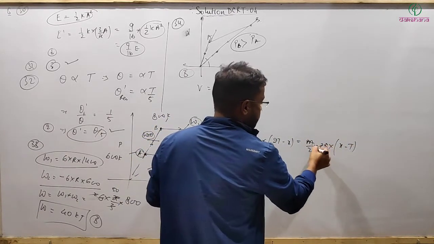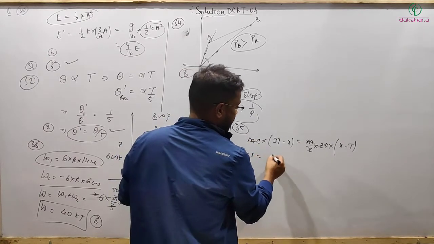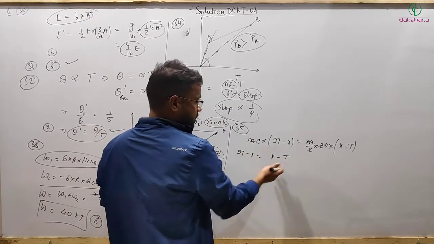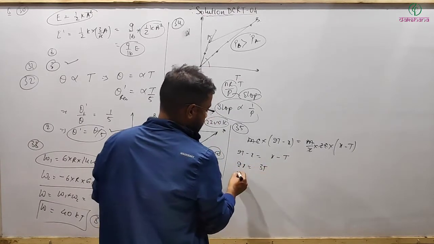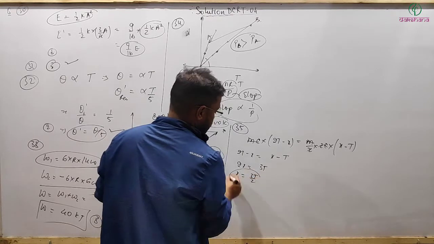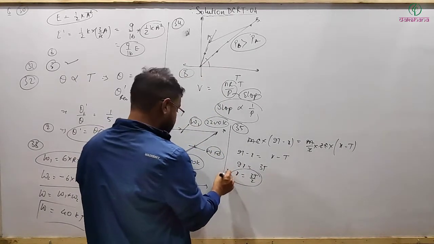Simplifying it, m by 2 gets cancelled, mC gets cancelled. This is 2T minus x is equal to x minus T. Bringing that to one side, this means 2x is equal to 3T. x is equal to 3T by 2. This is the temperature of the mixture, matching with option number 4.